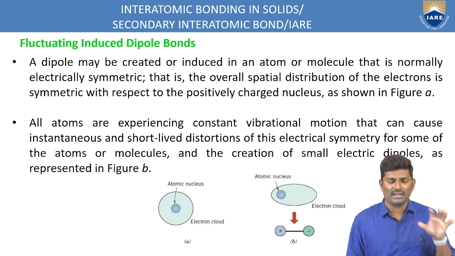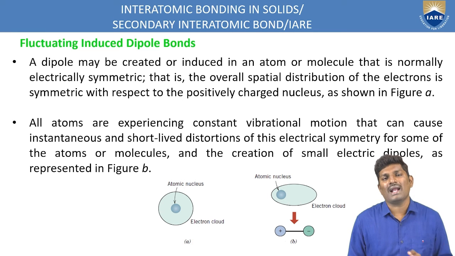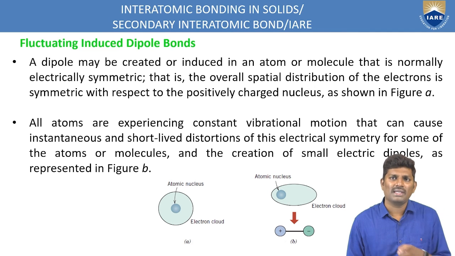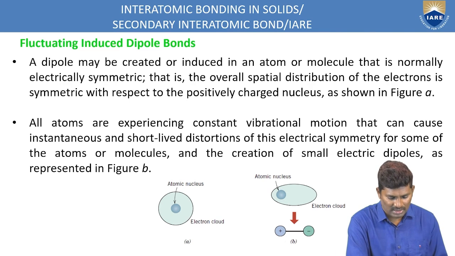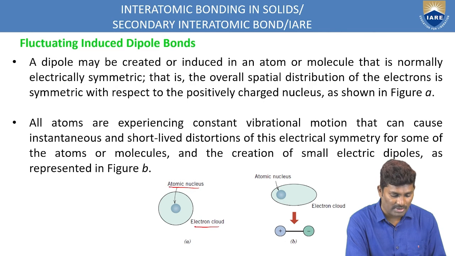So what is happening? Generally, all atoms experience a constant vibration. Why? Because they will continuously move instantaneously. They will move symmetrically. So if you see this figure A, this is an electron cloud, and this is the atomic nucleus.